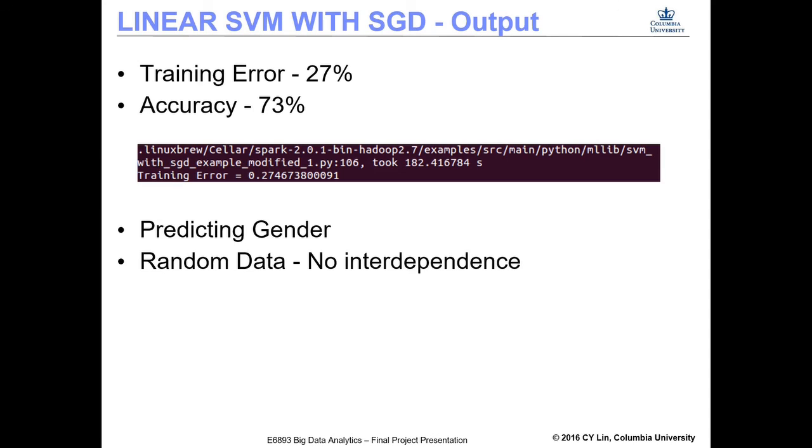This is mainly because the data is extremely random. There is no interdependence between the features we are extracting, which are the years, the day of the week, and the month.